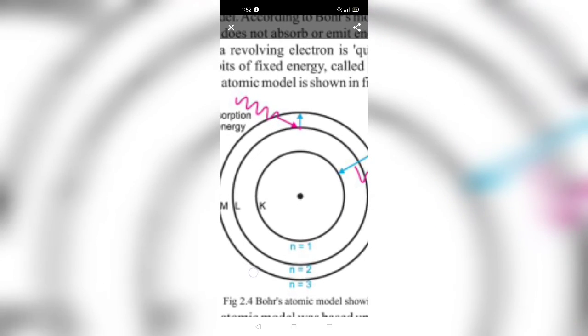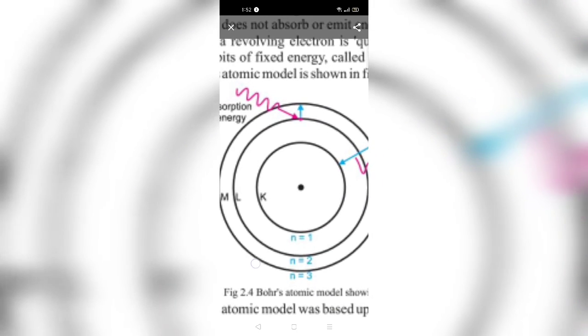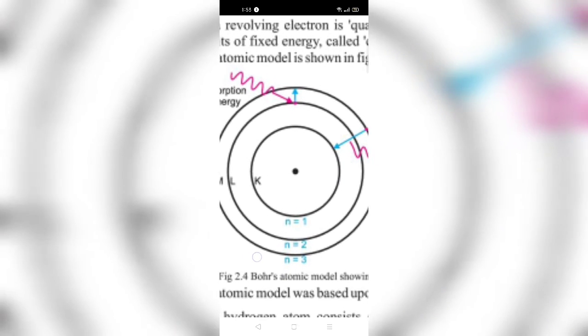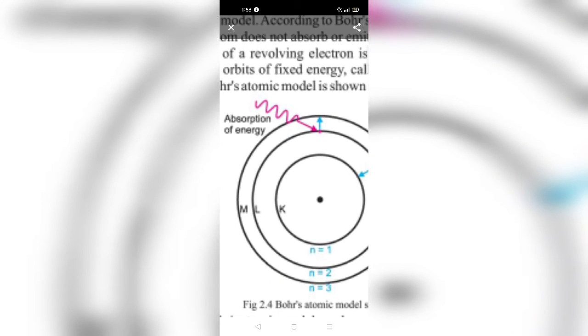For example, if we say the energy of the first orbit is 5 electron volt, it means that at any position in the first orbit the energy of the electron will be the same. It doesn't mean that at some point the energy of the electron is different and at another point it is different. Quantized means distributed, fixed energy which is distributed in an orbit.